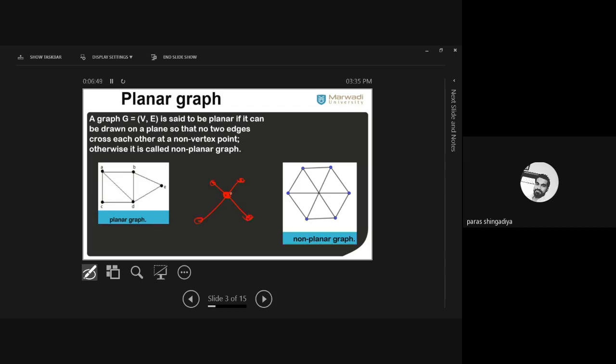Okay, so it can be drawn. It can be drawn means you have to modify the graph also. You can modify the graph also. It can be drawn on a plane such that no two edges cross each other at a non-vertex place. So that type of graph is called the planar graph. If it is not possible to draw the graph without crossover of the edges, then at last the conclusion will be that it is a non-planar graph.